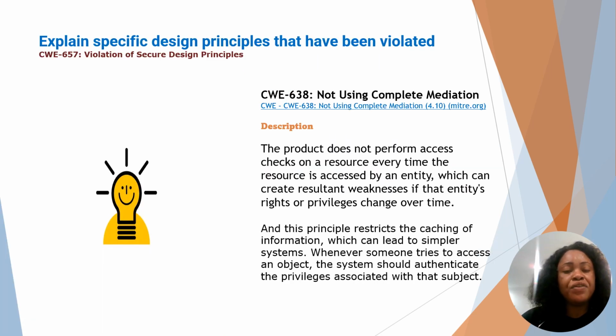And then we also have not using complete mediation. So for this description, the product does not perform an access check on a resource every time the resource is accessed by an entity, which can create resultant weakness when either entity rights or privileges change over time. And this principle actually restricts the caching of information, which can lead to a simpler system. And whenever someone tries to access an object, the system should authenticate the privilege associated with the subject.